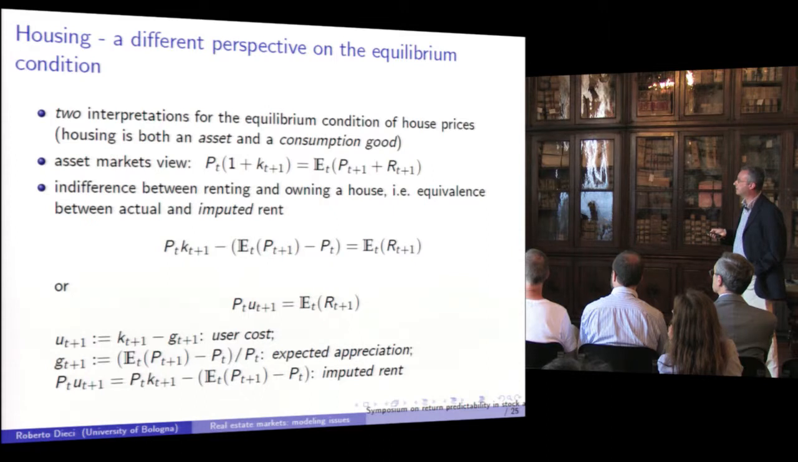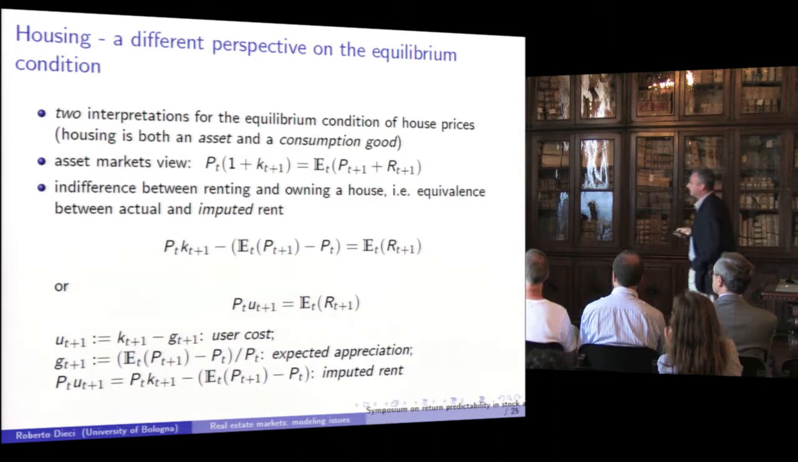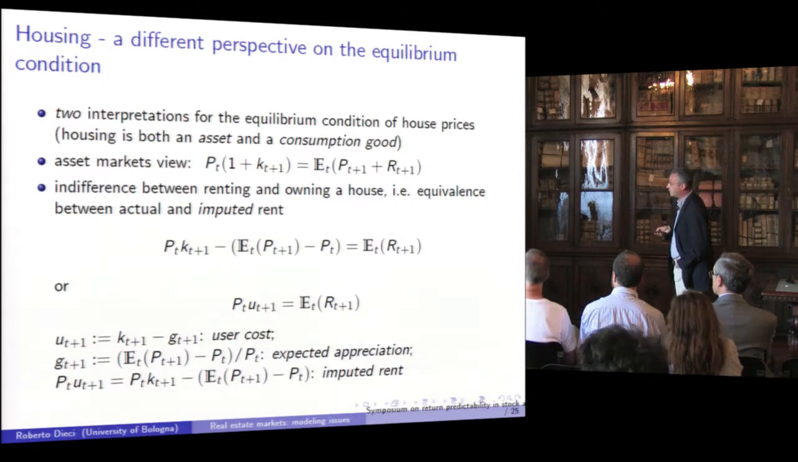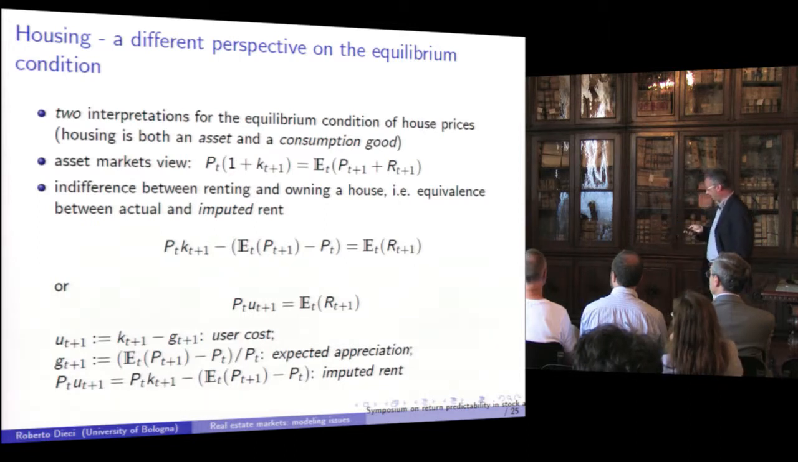And this is an indifference condition between renting and owning a house. But this is strictly related to this dual nature of housing. This interpretation is absent from other asset markets, in a sense. This is the cost of renting. This is the rent. And this is the cost of owning. This quantity here on the left-hand side is called the imputed rent. This quantity divided by the price at time t, which is this one, is called the user cost of housing. And g is, again, the expected appreciation. So essentially, this equation states that the actual expected rent must be equal to the imputed rent. Okay?